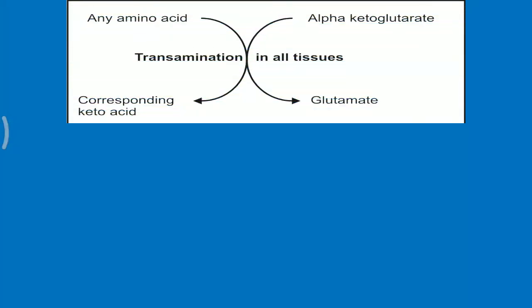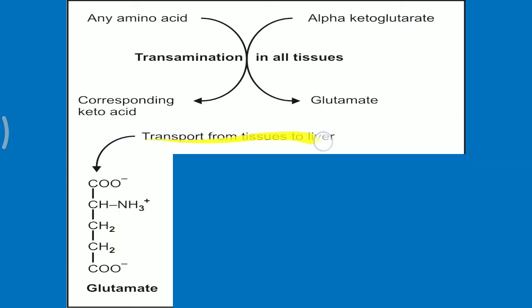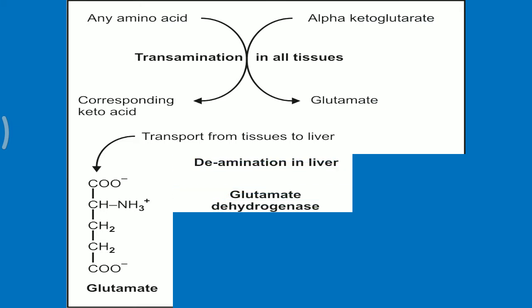During that time this activity will be decreased. Now, further in detail of this transdeamination reaction: in transamination, any amino acid is converted into the corresponding keto acid, and most commonly utilized is alpha ketoglutarate, which forms glutamate. This reaction occurs in all tissues of the body. Now this glutamate is transported to the liver, so first the glutamate is transported from all tissues to the liver. Finally, this glutamate is deaminated in the liver mitochondria.